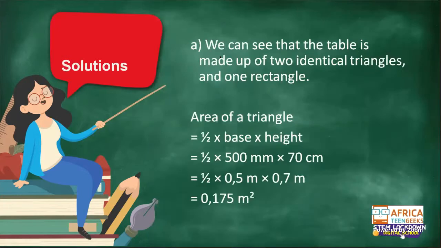Okay, here I said we can see that the table is made up of two identical triangles and one rectangle. So the area of one triangle is half times base times height, right? In meters, it's half times 0.5 meter times 0.7 meter. And then your answer is 0.175 meter square. Right? That's the area of one triangle.